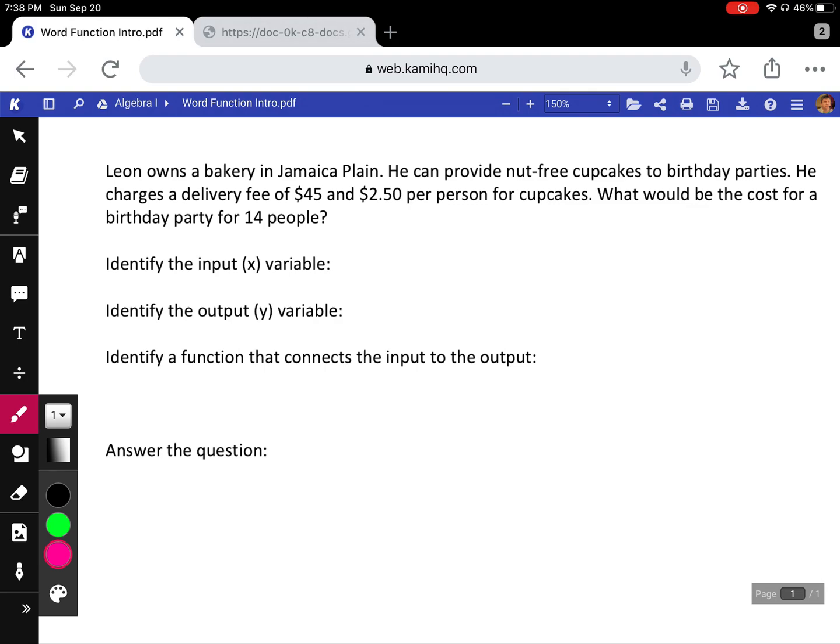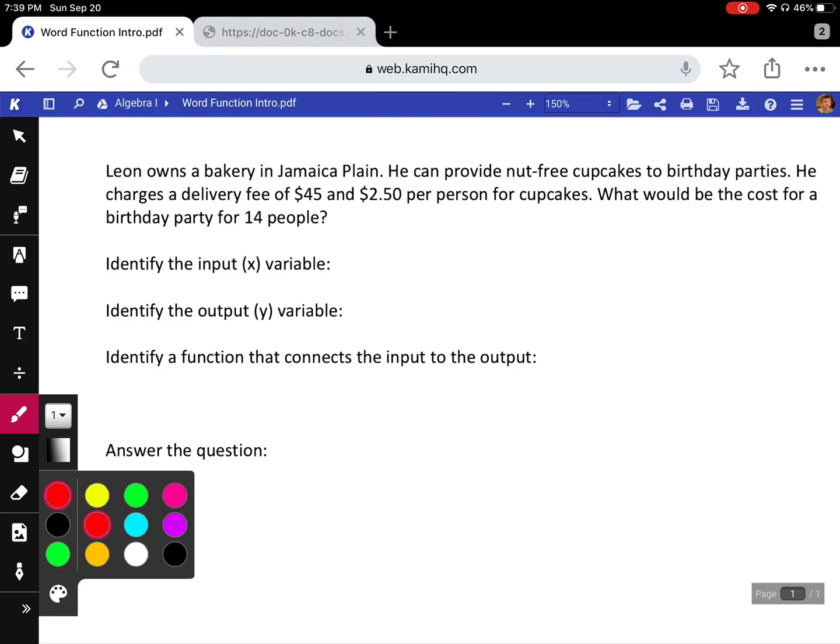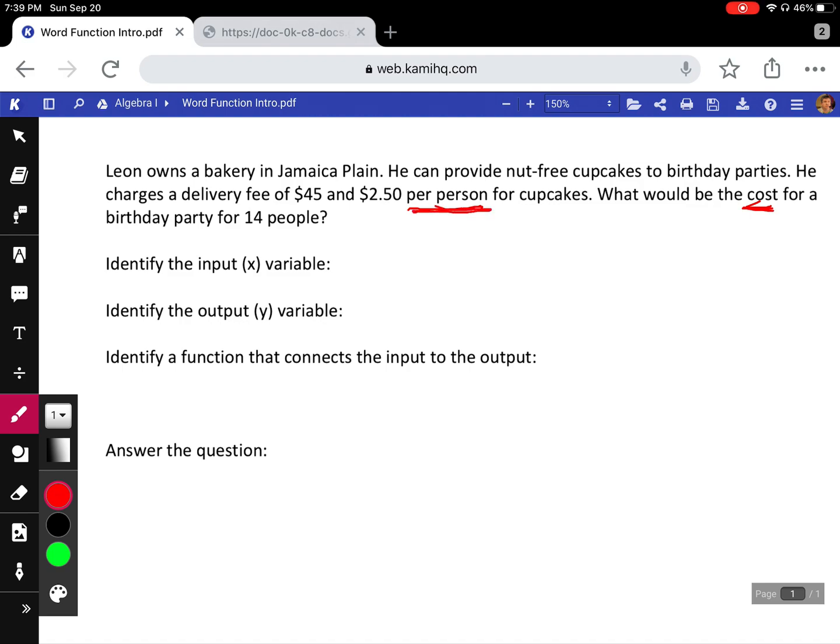So the question is, if we're going to write a function, functions really are built around x and y, some sort of an input and an output. If you want to solve this, your first mental step is, what's the input? If we think about what we want to know, we want to know the total cost for the party. And what that's going to depend on is how many people we have.